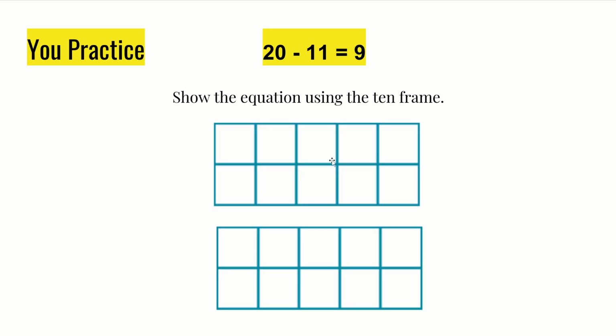Okay, it's your turn to practice. On your Nearpod, I'd like you to show me how to solve 20 minus 11. Again, show me 20 minus 11.